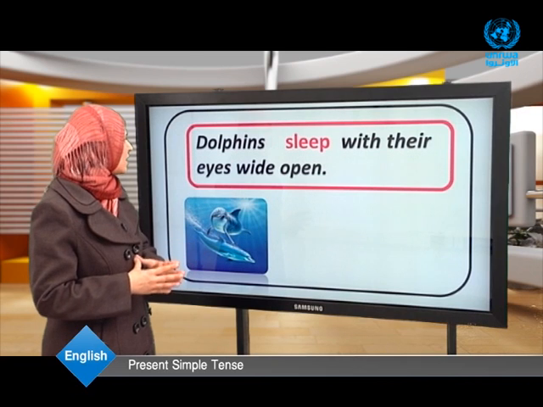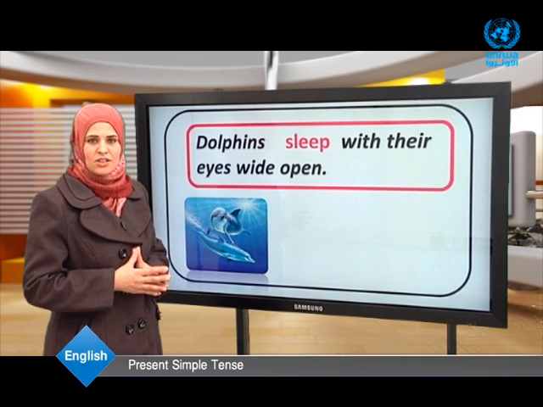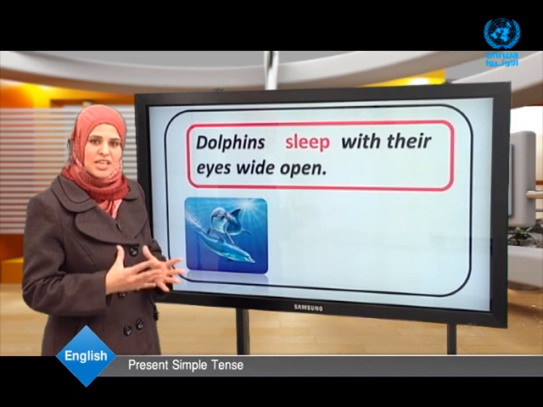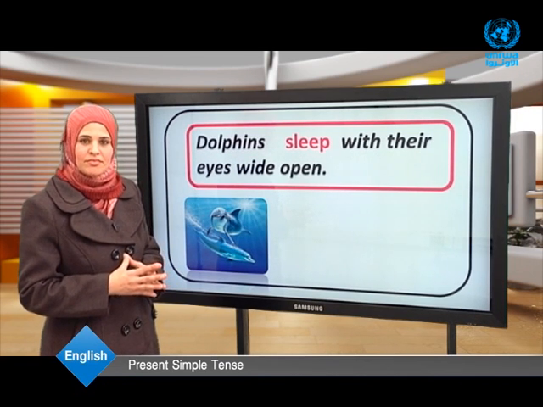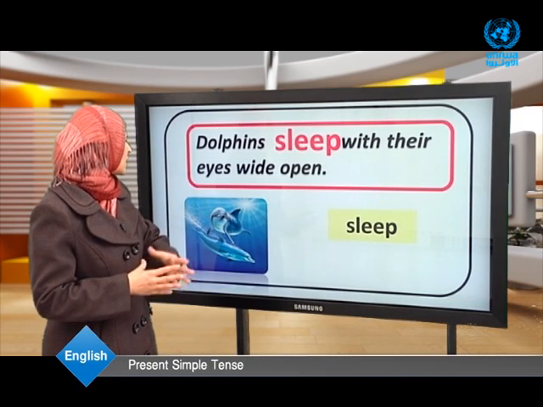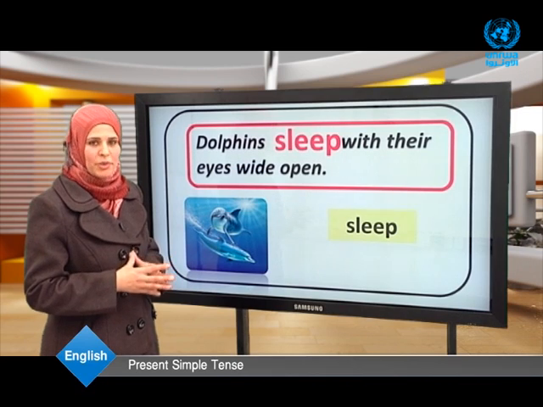Dolphins sleep with their eyes wide open. So, this is a fact. We need to use the present simple tense. What is the correct form of the verb? Well done. Sleep. So, dolphins sleep with their eyes wide open.